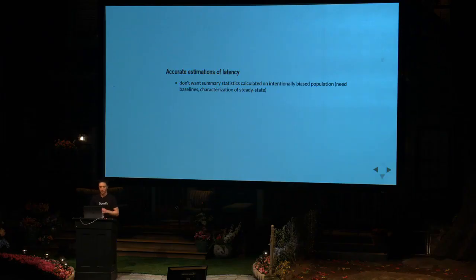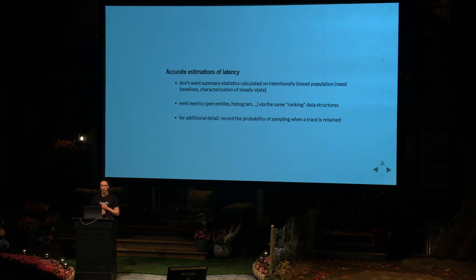Okay, so I want to return a little bit to this question of why do the chevrons align? Generally we don't want the summary statistics that we calculate on an intentionally biased population. We'd want instead to calculate on something that reflects the steady state. And so one thing we can do is just emit the data structure that is doing the ranking as some type of metric. Another thing we can do is record the probability of sampling when we decide to keep a trace.